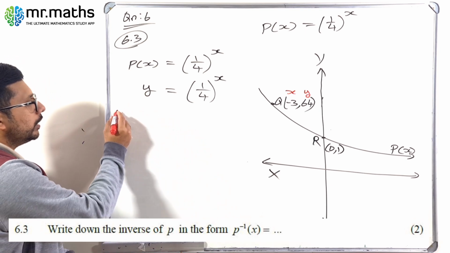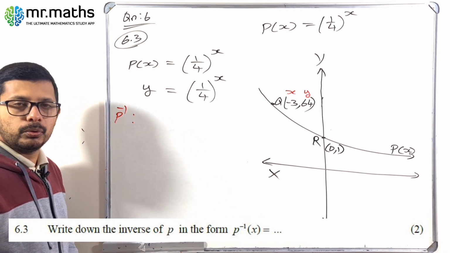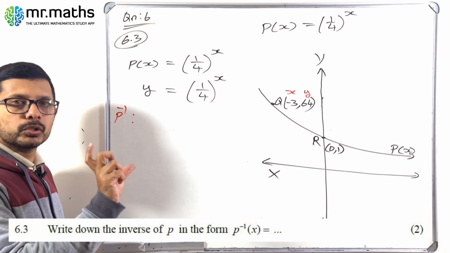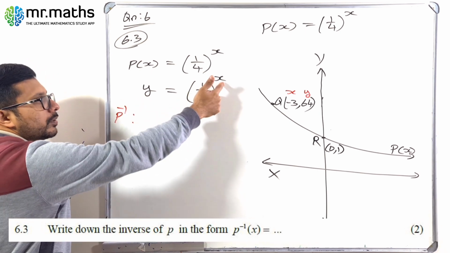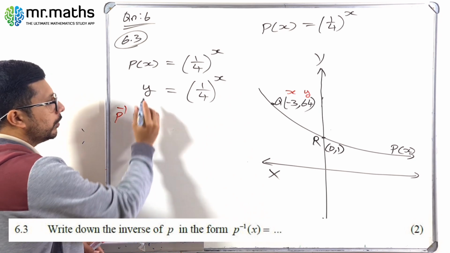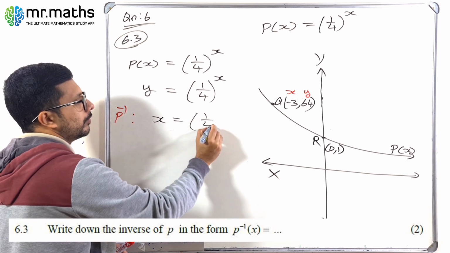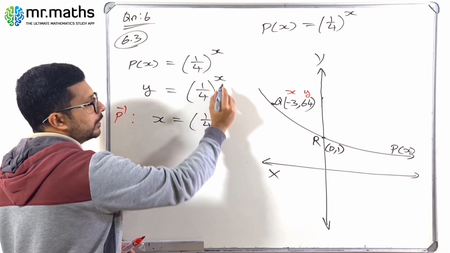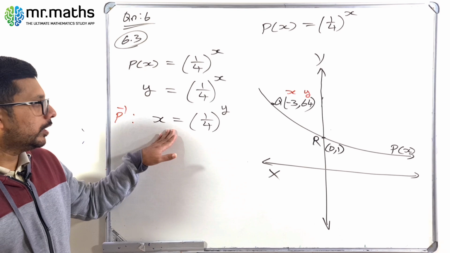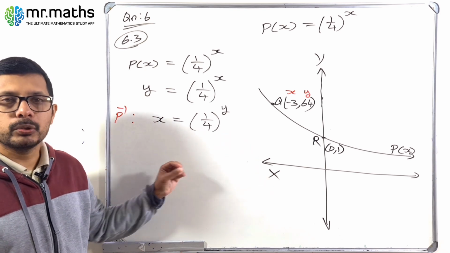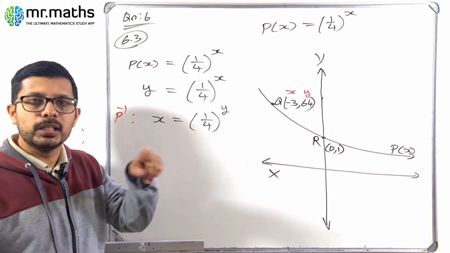So to find the inverse, p inverse, what you are supposed to do? When you want to find the inverse, you have to swap x and y. Y becomes x, x becomes y. So x is equal to (1/4)^y. This is the actual inverse equation, but this is not in a standard form. You have to write it as y is equal to.